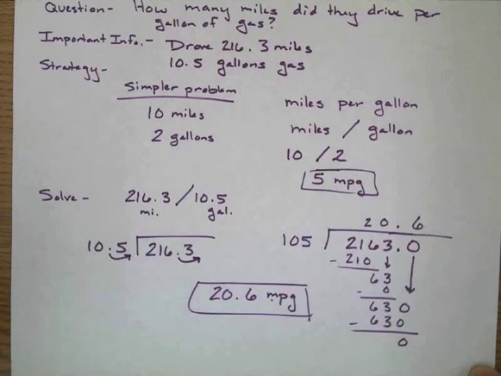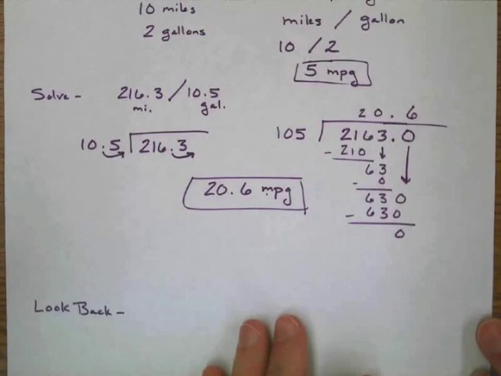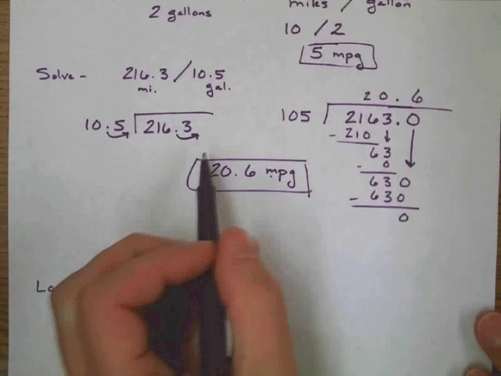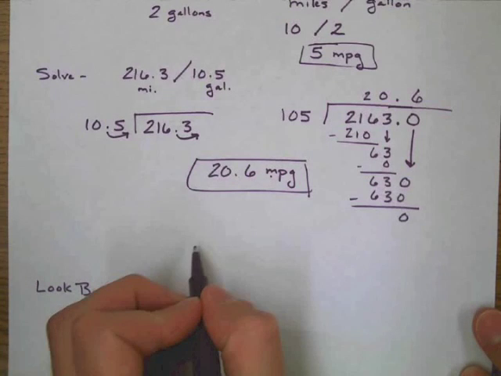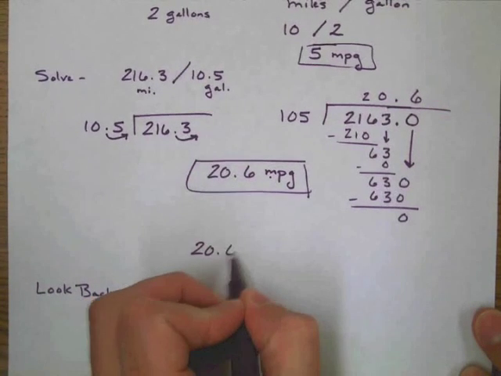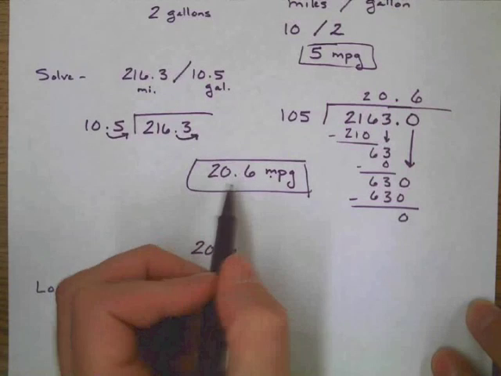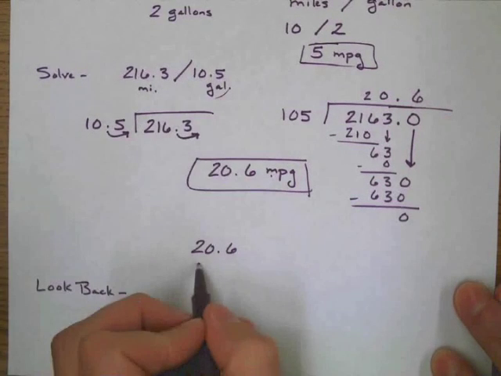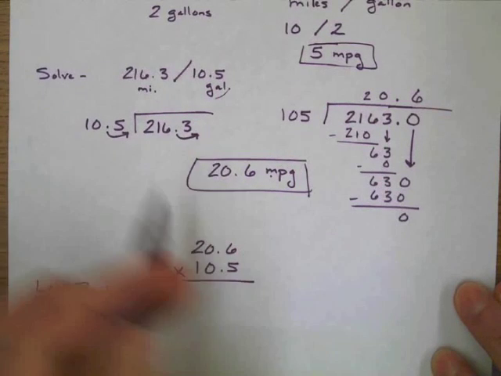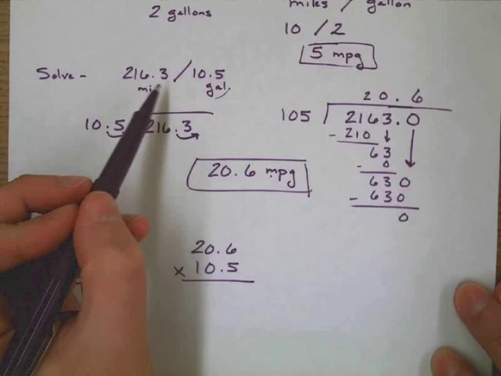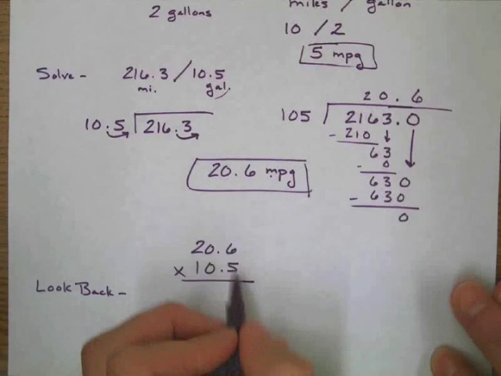Now let's double check this though. We need to look back and make sure that our answer is correct. Well, in this case, since I did division, I can use multiplication as a double check. So I'm going to multiply 20 and 6/10 times my original gallons there, 10 and 5/10. And if I do that, I should come up with 216 and 3/10. Let's see if that's the case.